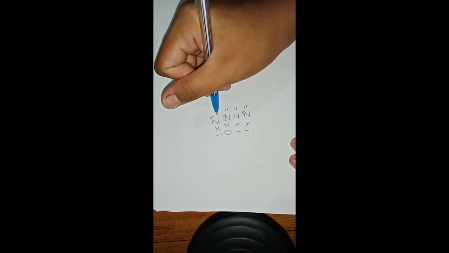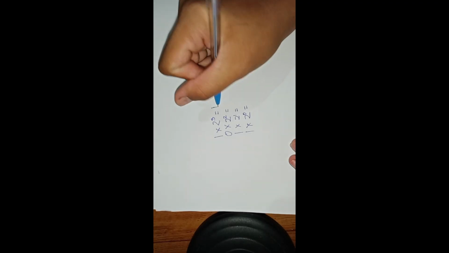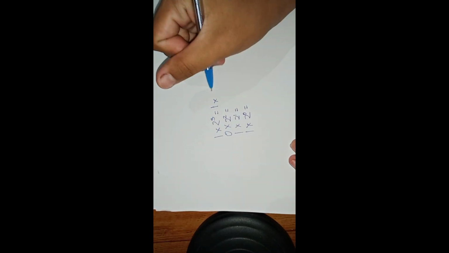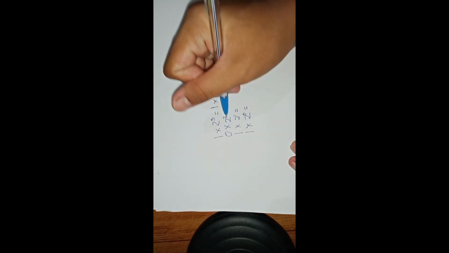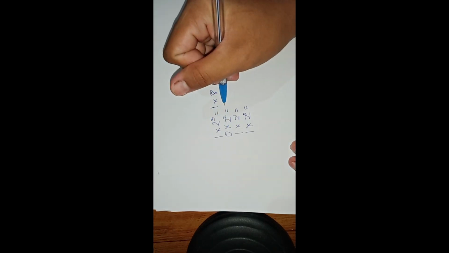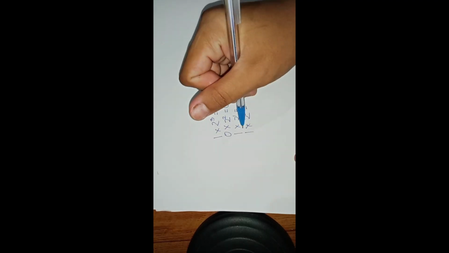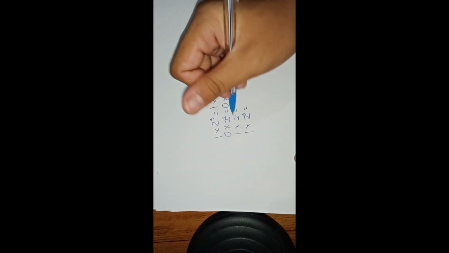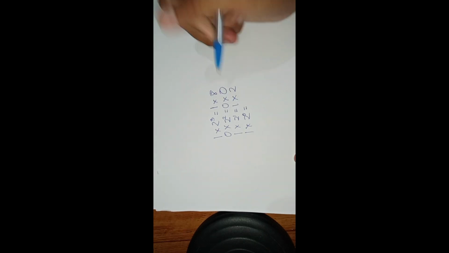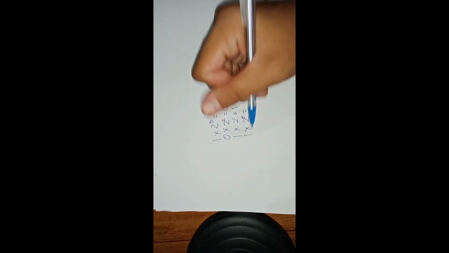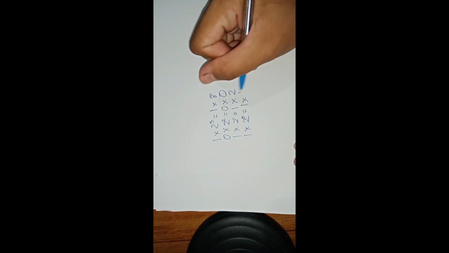So, 1 times 2 to the power 3 equals 8. And 0 times 2 to the power 2 equals 0. Then 1 times 2 to the power 1 equals 2. And 1 times 2 to the power 0 equals 1.